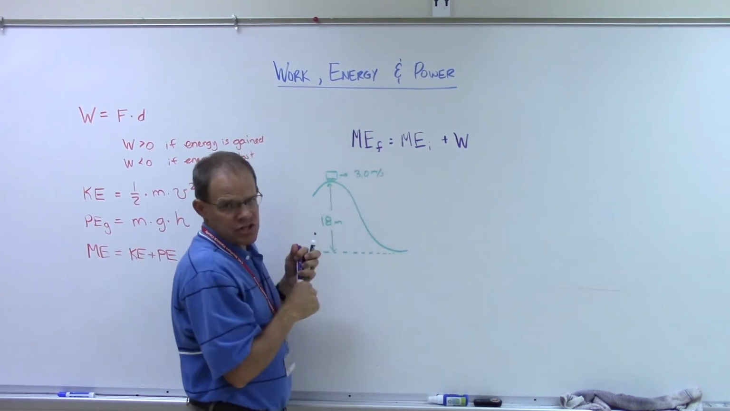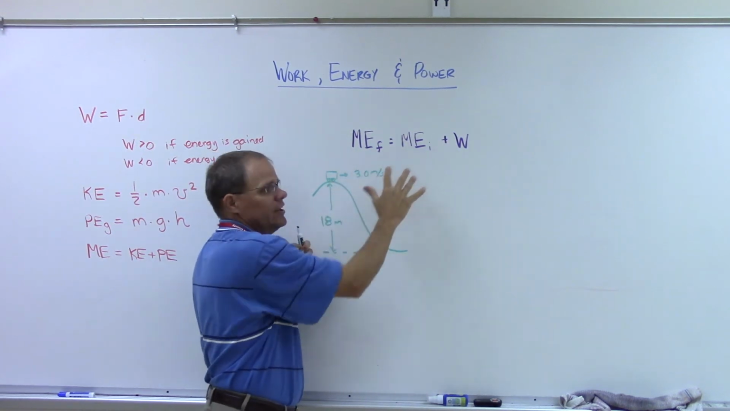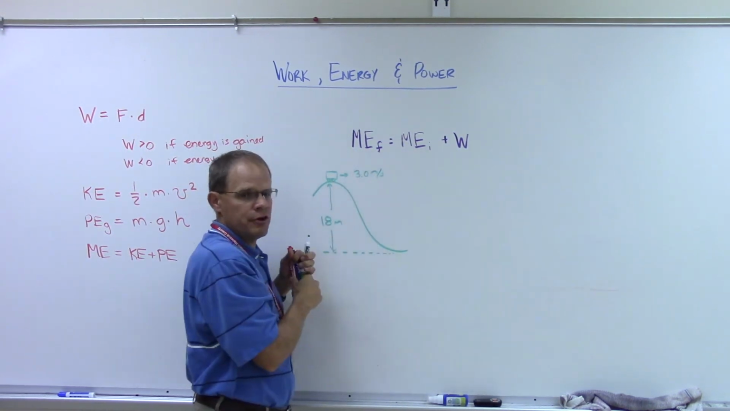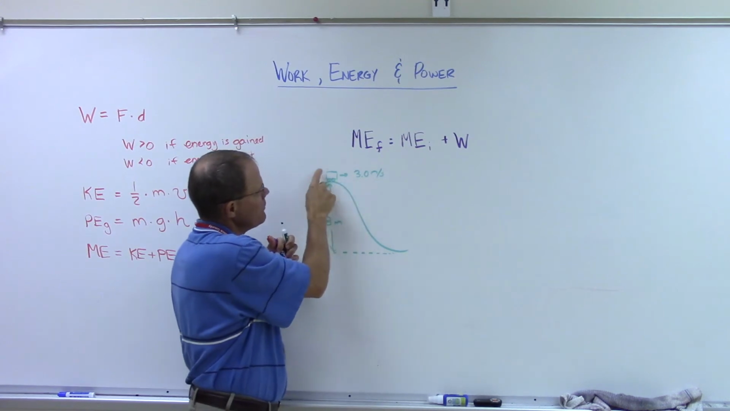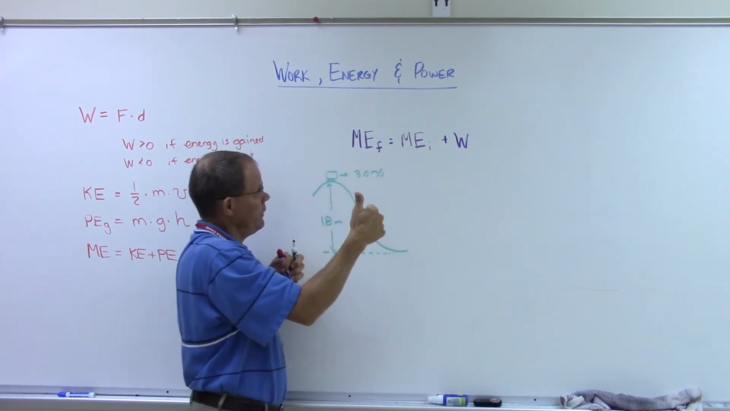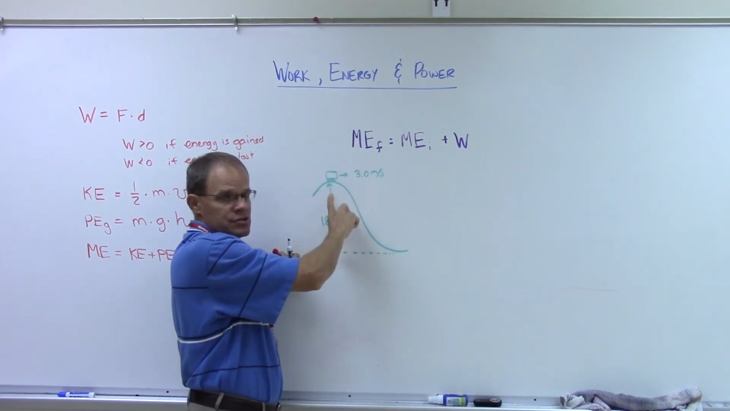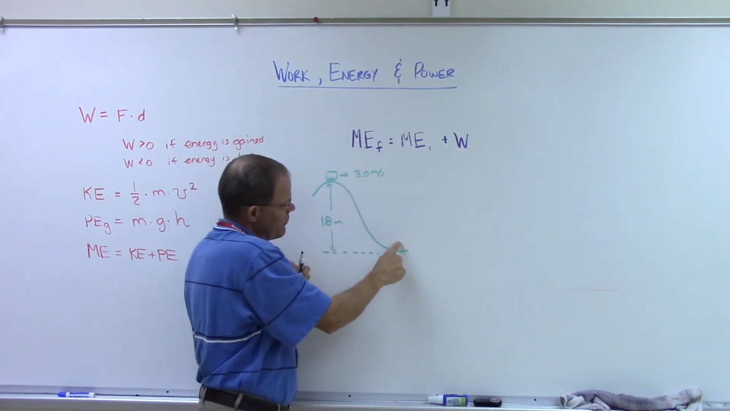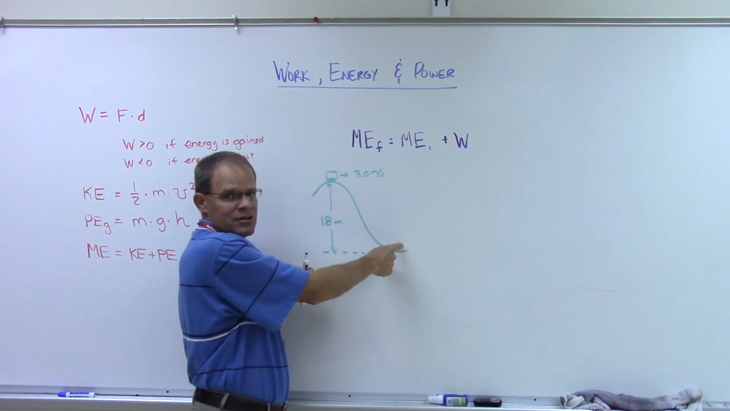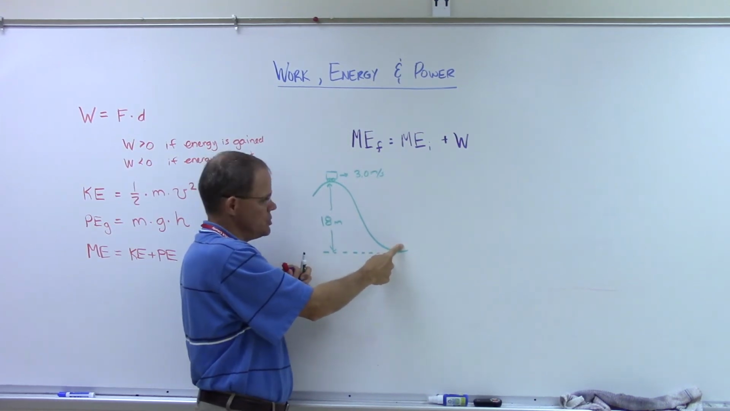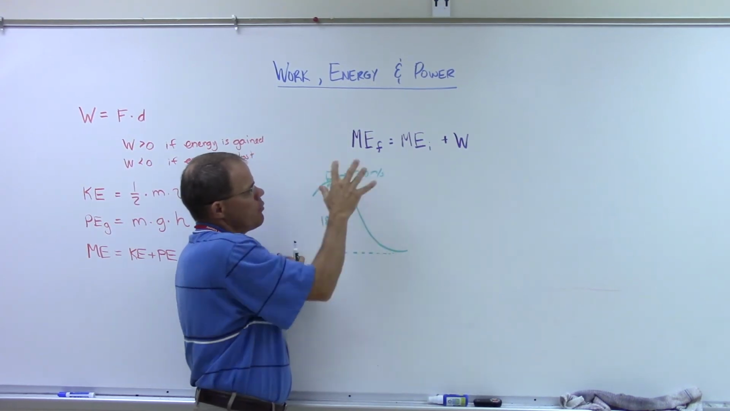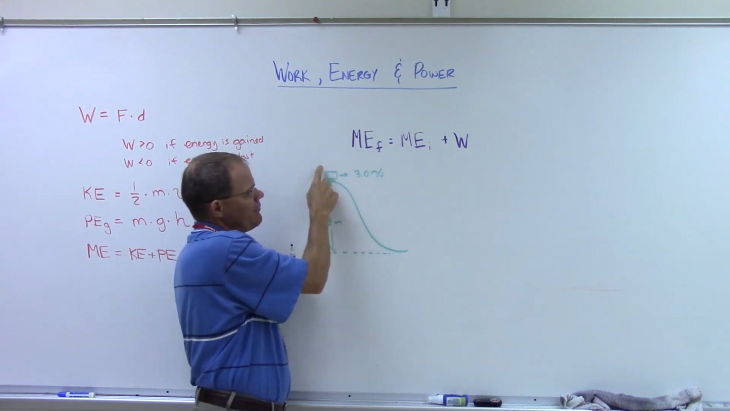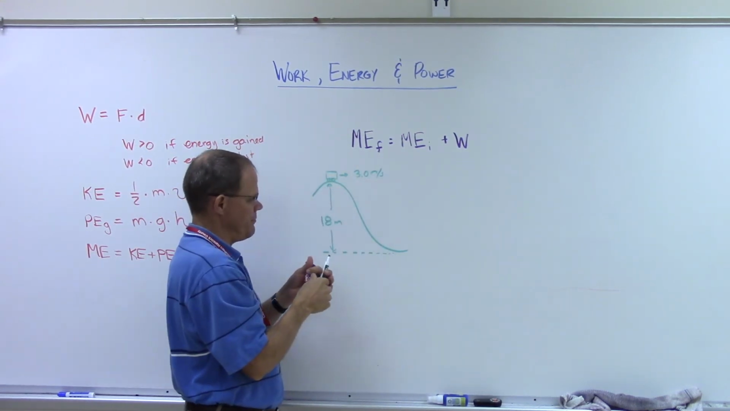So that's an application of this idea here. This is called the Work-Energy Theorem. So what we have here is mechanical energy. It's moving and it's above the ground, so it has potential energy and kinetic energy. When it gets down to the bottom here, it has no more potential energy. It is just kinetic energy. And the Work-Energy Theorem says the energy we have here will be the same as the energy we have there.